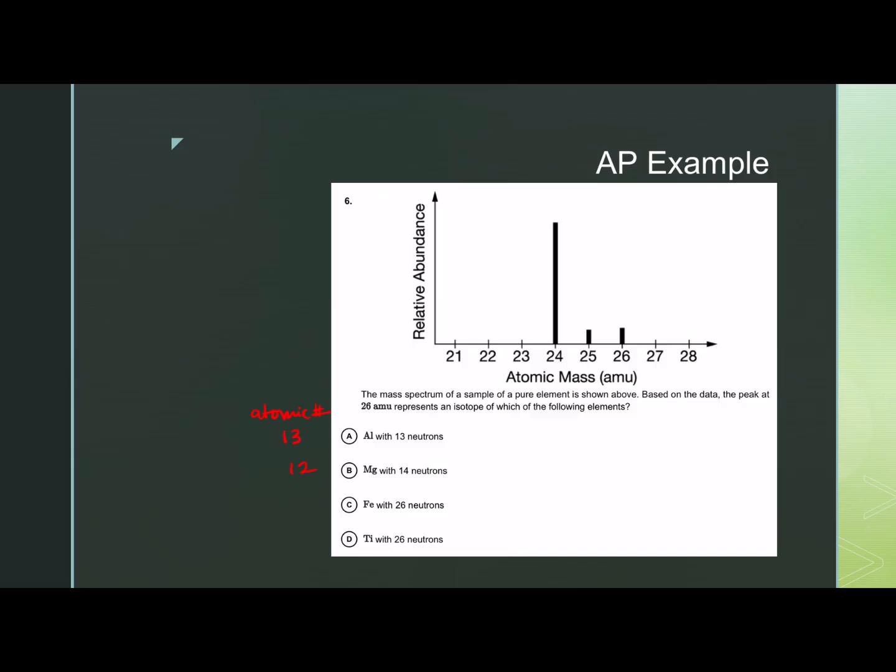Aluminum is atomic number 13, magnesium is 12, iron is 26, and titanium is 22. And so we can eliminate C and D. If the total mass of the thing is 26, then we can't have iron or titanium because the atomic number plus the neutrons should add up to 26. Also, the average mass here would be just a little bit more than 24, so we can find that on the periodic table as well. Aluminum is 26.9 and magnesium is 24.3. This looks like it's most likely magnesium. Choice B is the best answer.